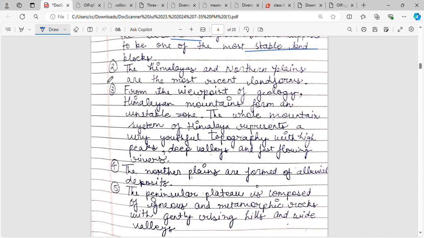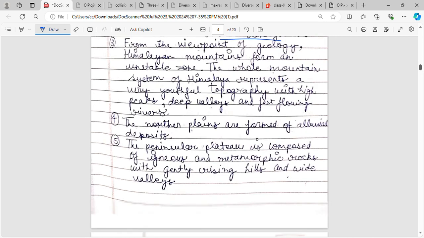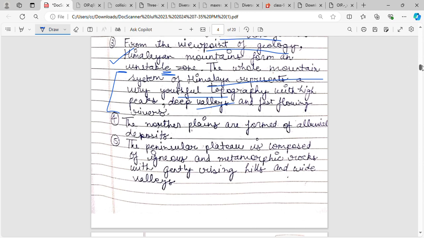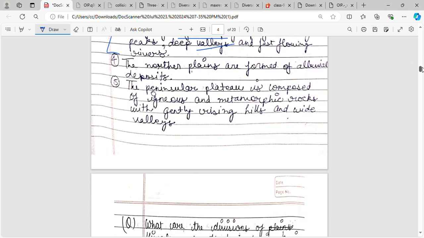The next point is, the Himalayas and the northern plains are the most recent landforms. We just talked about it in the first question, why the Himalayas are said to be young mountains. From the viewpoint of geology, the Himalayan mountains form an unstable zone. The whole mountain system of the Himalayas represents a very youthful topography with high peaks, steep valleys and fast flowing rivers. That is the reason given for why it is said to be an unstable zone.